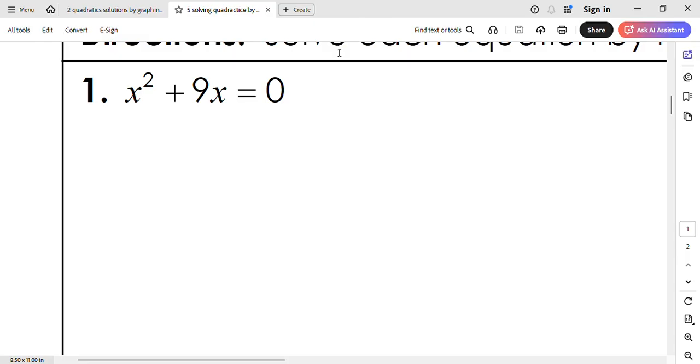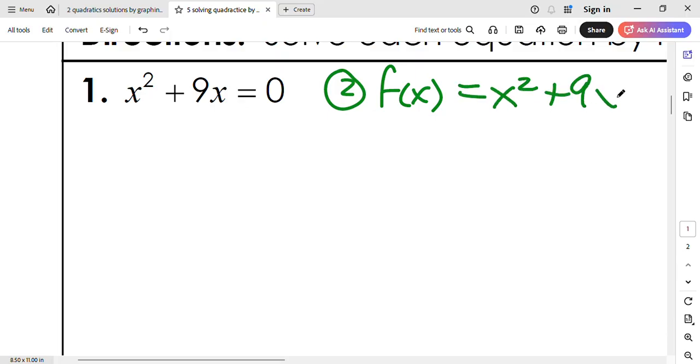The way I'm going to give you this problem on the quiz is the following. First problem of the quiz, do it by graphing. Problem number 2 on your quiz will look very close to this, but I'm going to give it to you kind of different. I'm going to say f of x equals x squared plus 9x. Almost the same, but different. Or y equals x squared plus 9x.